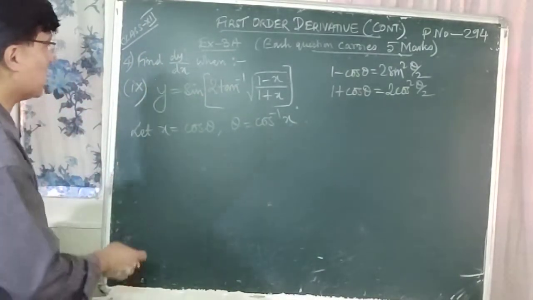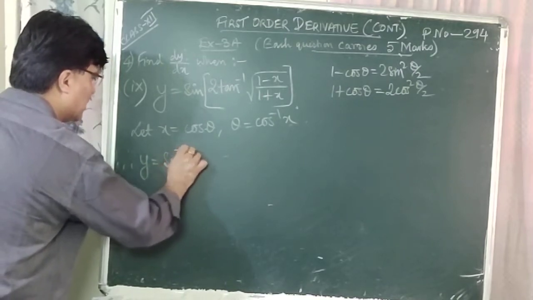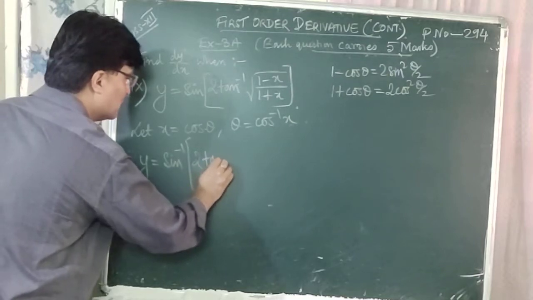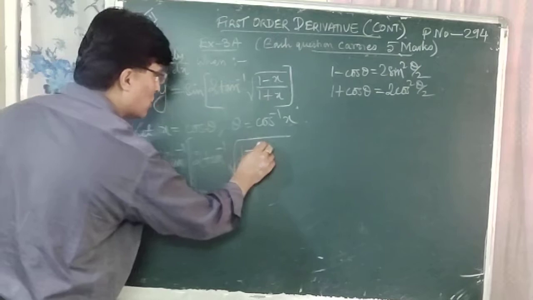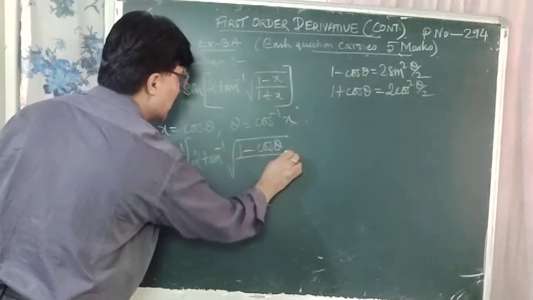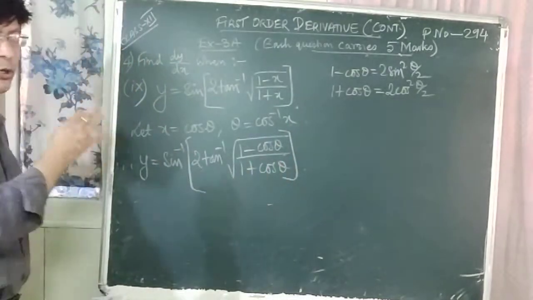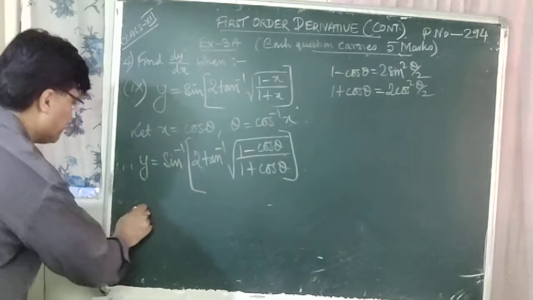Now let us simplify it now. So therefore y is equal to sine, within third bracket, this is your 2 tan inverse, within square root 1 minus, what is x? It is cos theta, right? Divided by 1 plus cos theta. So we have put the value for x, which is equal to cos theta, right?